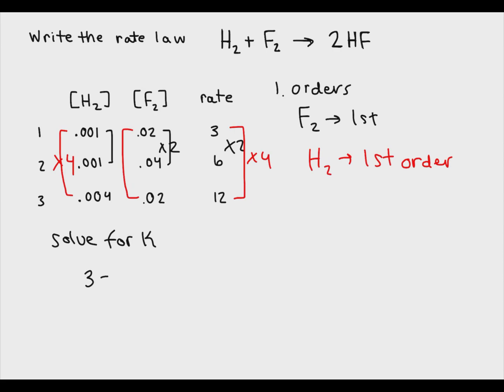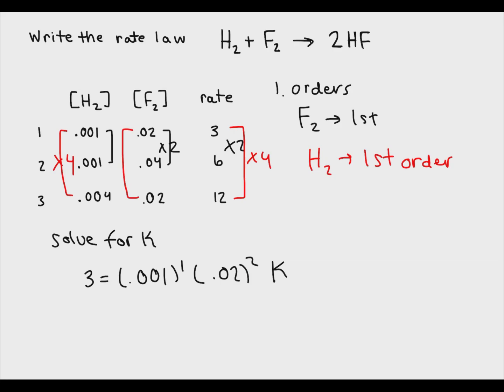So now we need to solve for K. We do this by plugging the information from one trial into the rate law. Be sure that you don't mix and match information from different trials. So here I've picked trial 1 and I've plugged in my rate of 3, my concentration of 0.001 for H2, and 0.02 for F2. Notice I've accidentally written a 2 for the reaction order of F2. It should be a 1.